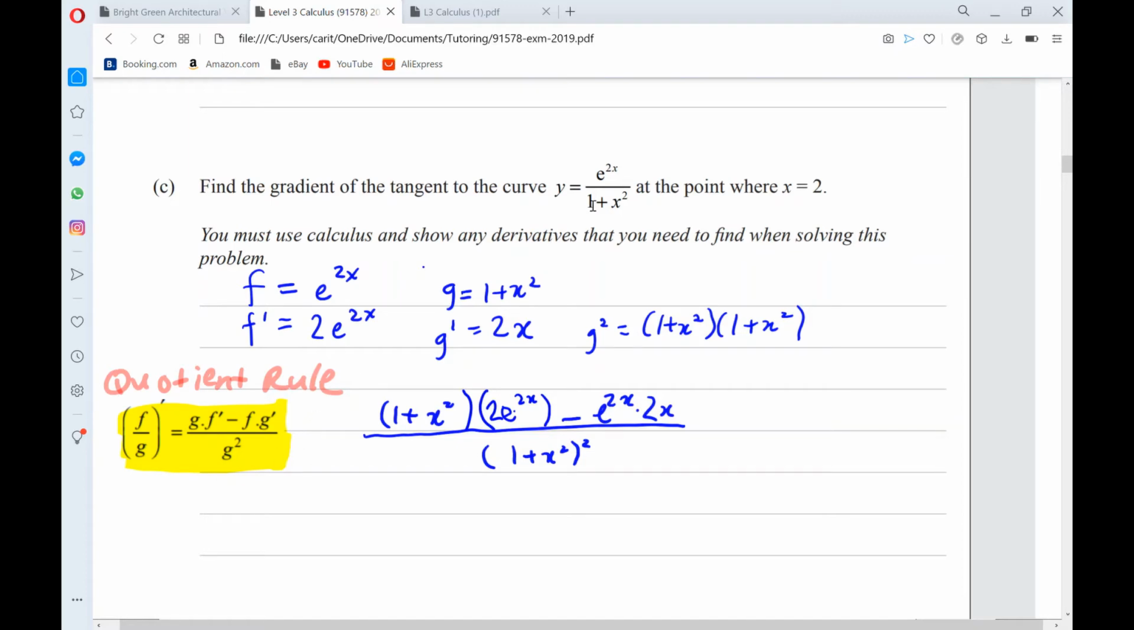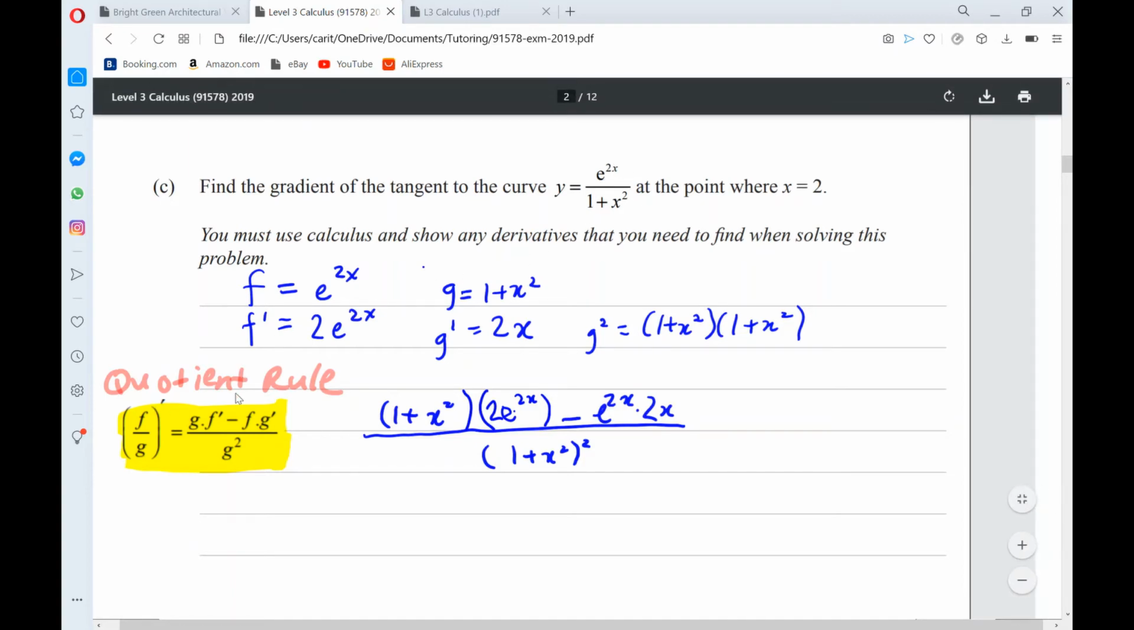So now, using the quotient rule, which I've written here, we're going to take apart that function and write it in terms of function f and function g. So as we can see in the quotient rule, the numerator becomes function f and the denominator becomes function g. So here I've written the numerator, which is e to the power of 2x, as function f, and g, which is the denominator, as 1 plus x squared.